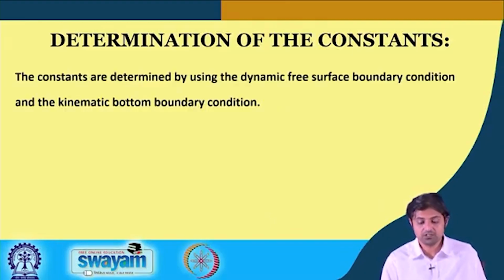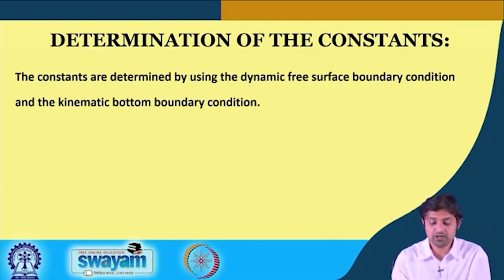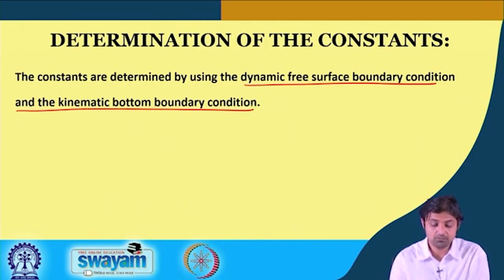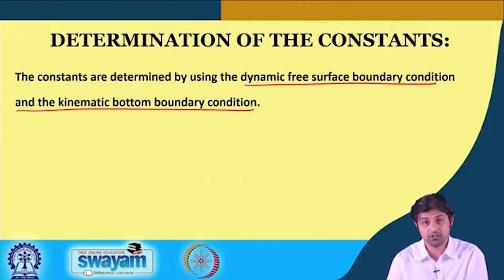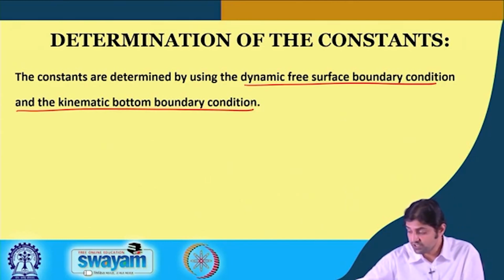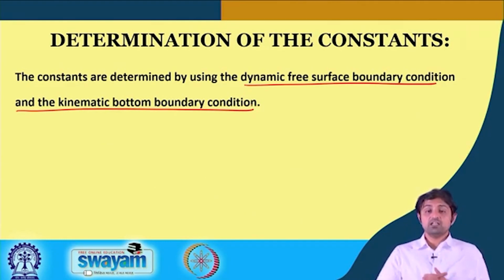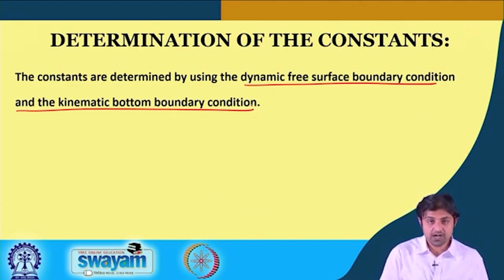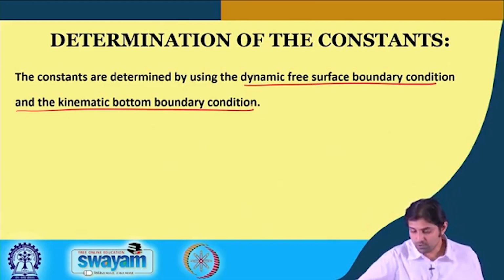So, how do we determine these constants? The constants are determined using the dynamic free surface boundary condition and the kinematic bottom boundary condition, as you would remember, because by the definition of the boundary condition, there could be an infinite number of solutions to a governing equation. However, with the application of boundary conditions we can find one or more unique solutions to the problem. That is what we are going to do. These constants will be determined from the boundary conditions.